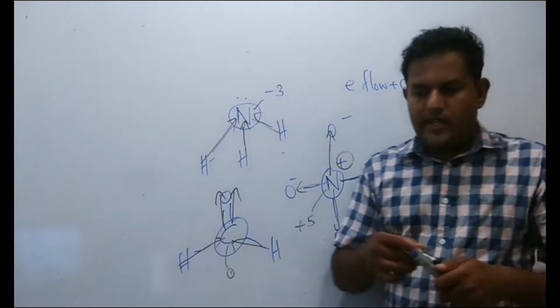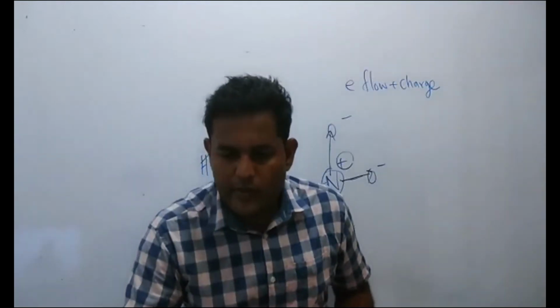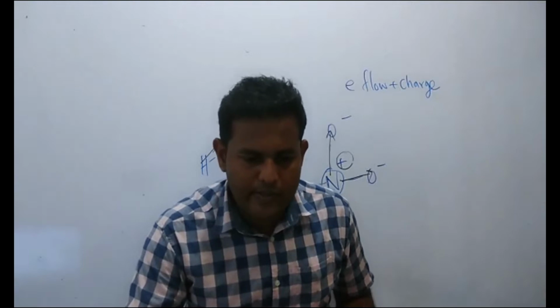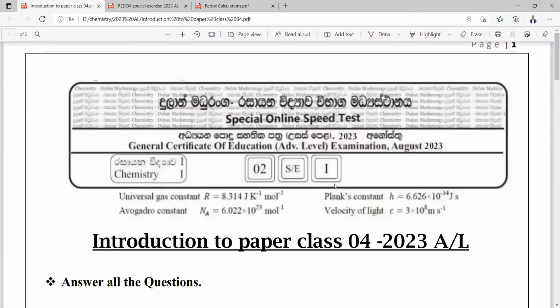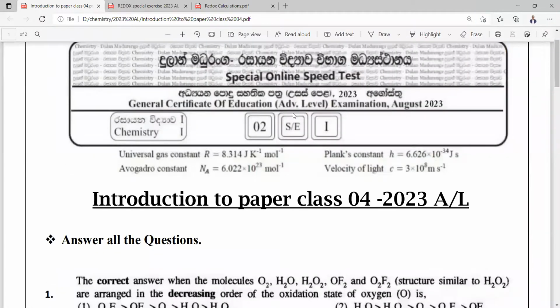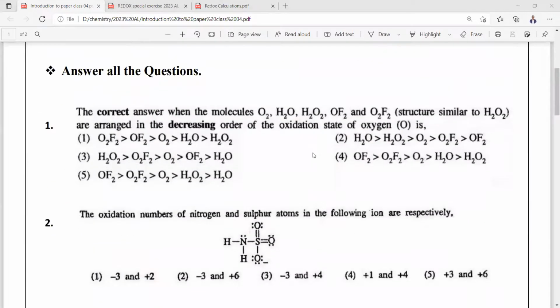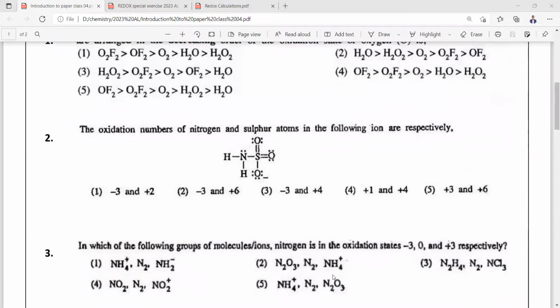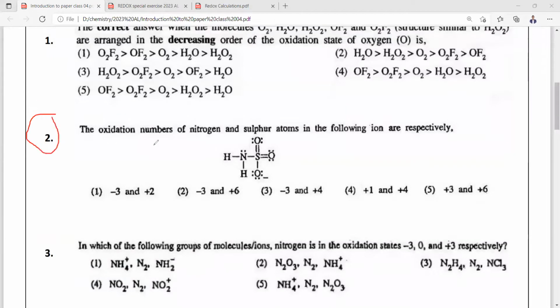Right? So then in the paper, we had some questions. I'm moving to the paper here. Last day's paper, I couldn't discuss it, but I have added the review also. So in this introduction to paper class 4, we would like to discuss question number 2. What is your answer for question number 2? Oxidation numbers of nitrogen and sulfur. What is the oxidation number of nitrogen and sulfur? Yes, send your answer number. Please take your time and send your answer number.